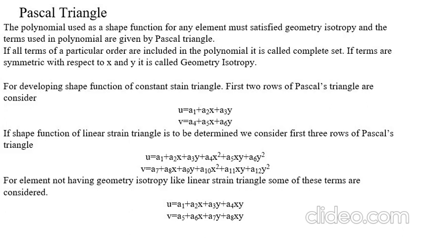For an element not having geometric isotropy, we consider the terms u is equal to a1 plus a2x plus a3y plus a4xy, and v is equal to a5 plus a6x plus a7y plus a8xy.